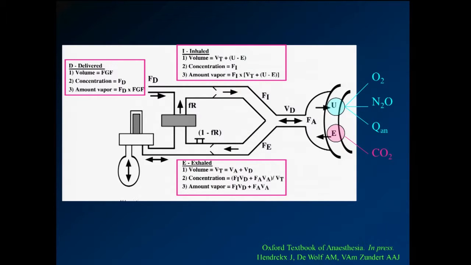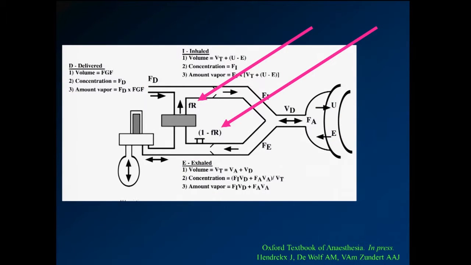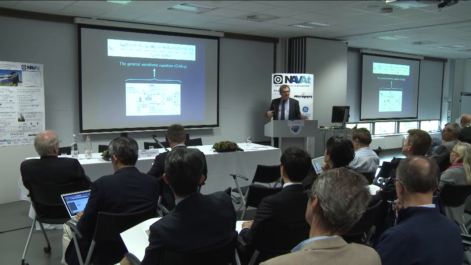So what did Lowe and Ernst do? This is a circle breathing system here with the vaporizer and the fresh gas flow, and they looked at how much anesthetic agent was contained in each part of the circle breathing system. In other words, they did mass balances, and they looked at how much agent was going in, how much was present in the inspiratory limb. They took into account oxygen uptake, nitrous oxide uptake, anesthetic uptake, CO2 production. They looked at how much agent was being exhaled. And here you can see the fraction of rebreathing, and 1 minus the fraction of rebreathing. The fraction of rebreathing denotes the fraction that's being re-inhaled, and 1 minus FR denotes the fraction that James was talking about a minute ago. And they put it all together in a formula, and it's called the general anesthetic equation.